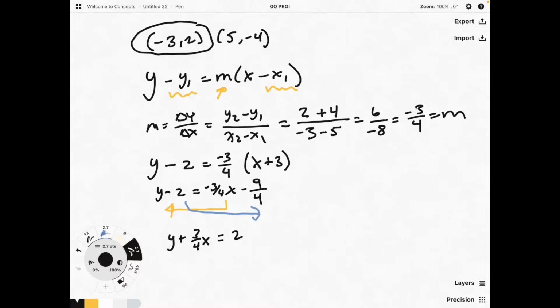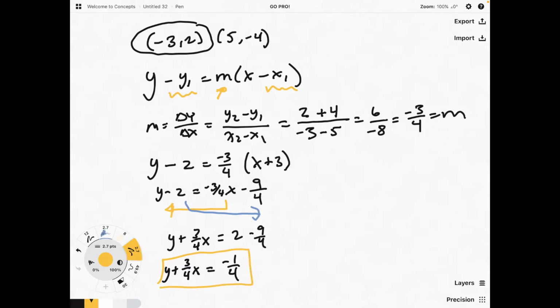So 2 minus 9 over 4. To further simplify, we're going to get y plus 3 over 4x equals negative 1 over 4. And this is our equation.